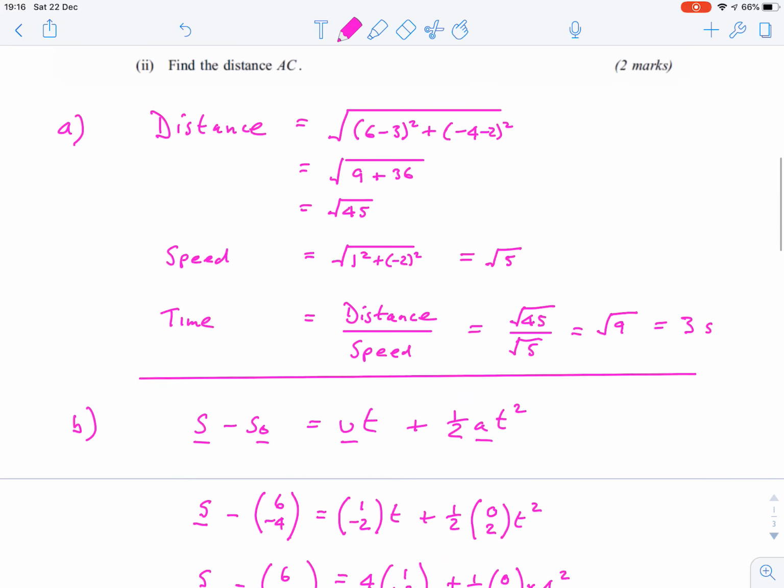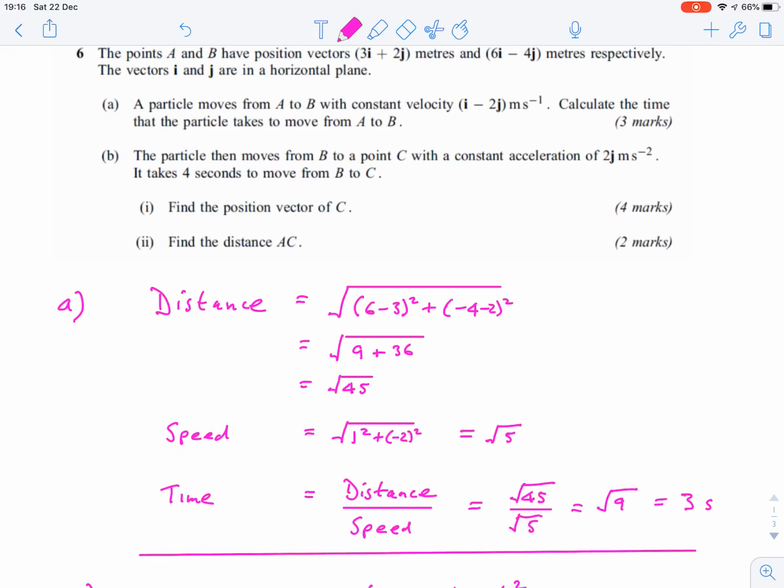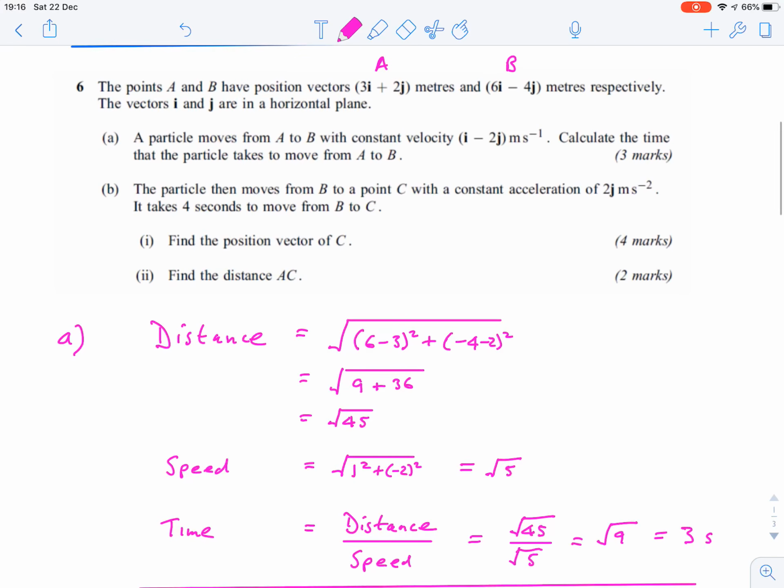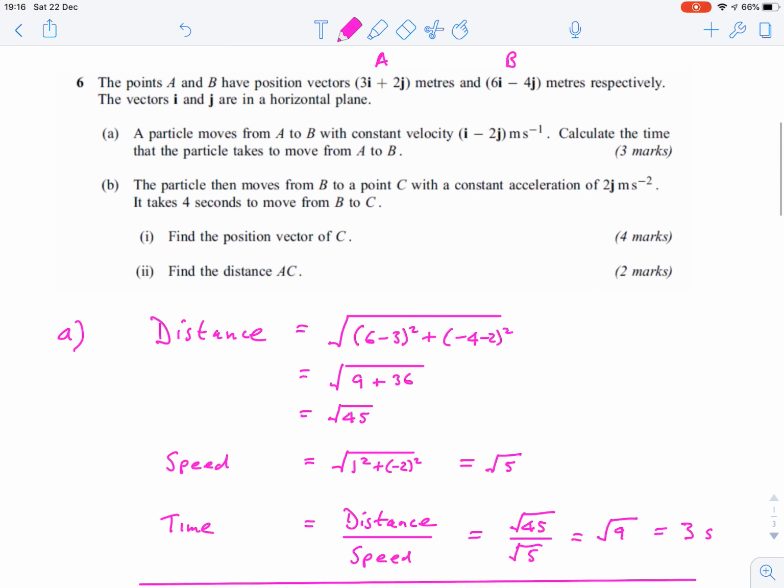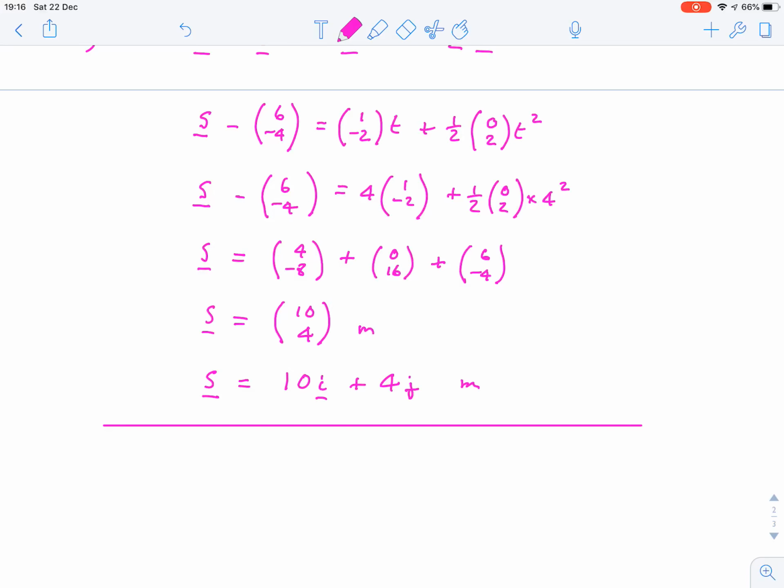And finally, the second part of part B, find the distance AC. Well, A, if we look at the top there, is the point (3, 2). Distance from A, which is (3, 2), to C. Now, what is C? C was the point we ended up at, which was the point (10, 4). That was the displacement vector of C.